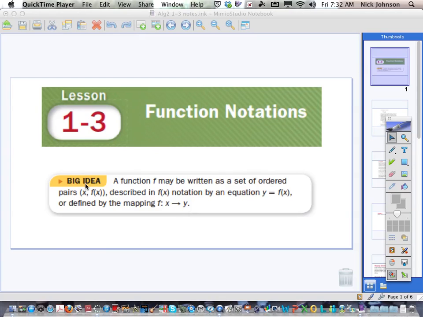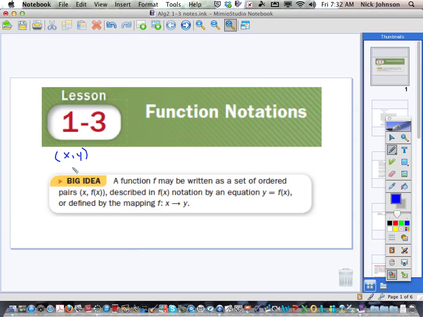Now, I just want you to get familiar with this. Yes, you're looking at it right. x, f of x is the same thing as saying x, y. It's the same thing, okay? f of x and y are the same thing. So it's just a different way to write what we've already been looking at.